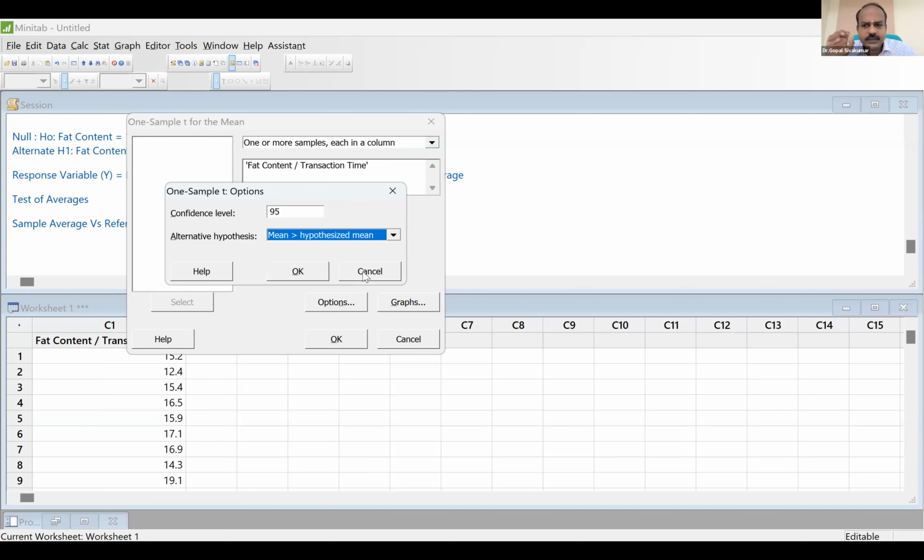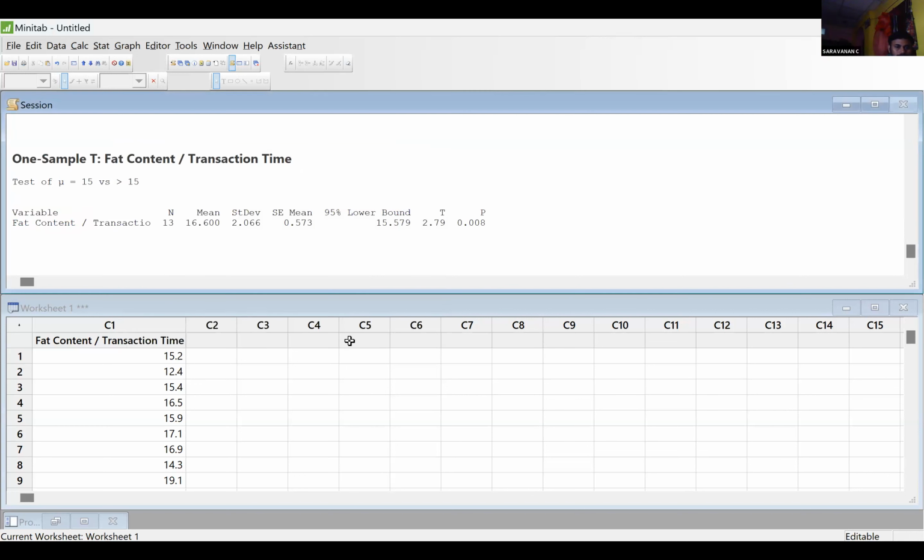There are certain tabulated values for every test. If our t-score crosses the tabulated value, then it is significant. So instead of using that method, we use the p-value method. So I give OK. Again, I give OK. Now Minitab has done the job for me. Look here, one sample t-test for the fat content.